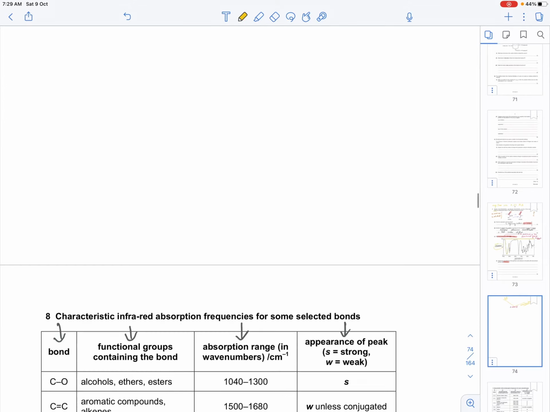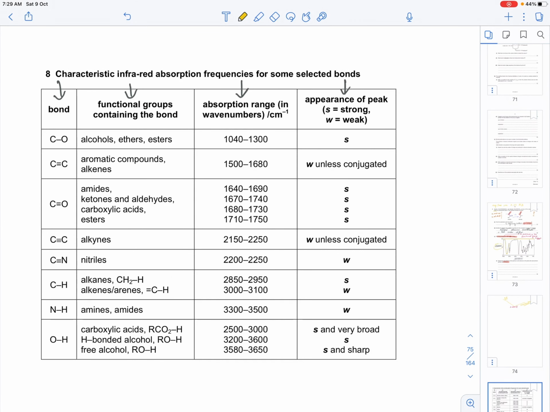If you look at this data, we have different bonds present in this table. For example, the first one is the carbon-oxygen bond. Now, the carbon-oxygen bond is present in different functional groups. For example, it is present in alcohols, ethers, and esters. So just by finding out that a particular compound contains a CO bond, it doesn't mean you have identified the specific functional group, because the CO bond is present in 3 different types of functional groups or homologous series. So we need additional information as well, but let's just talk about the CO bond.